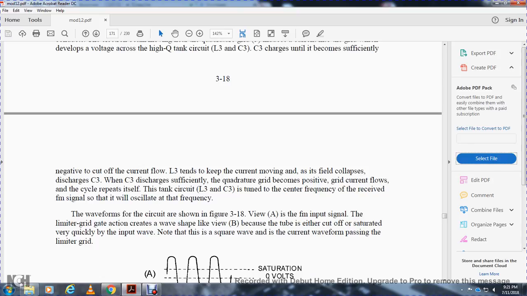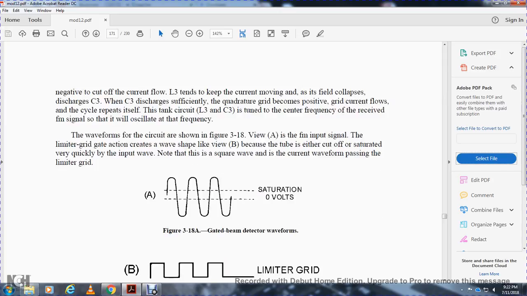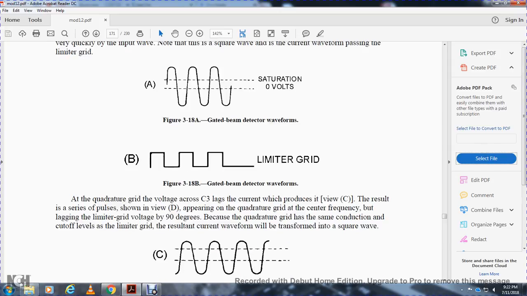The tank of inductor 3 and capacitor 3 is tuned to the center frequency. When it receives a frequency-modulated signal, it oscillates at that frequency. The waveforms of the circuit are shown in figure 3-18. View A shows the frequency-modulated input signal to the limiter grid. The wave shape is clipped because the tube is either cut off or saturated. Note the square wave: the current waveform passing through the limiter grid reaches saturation at 0 volts.